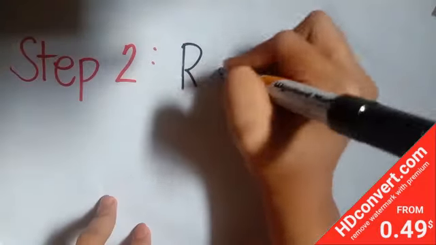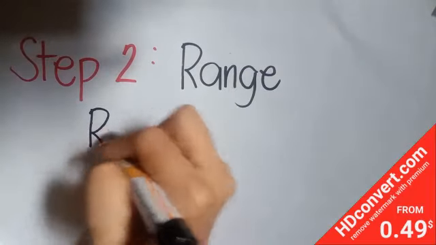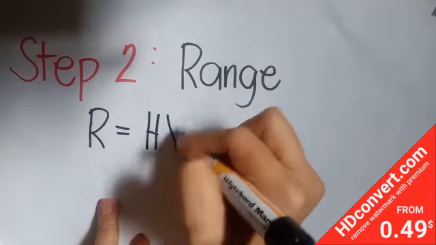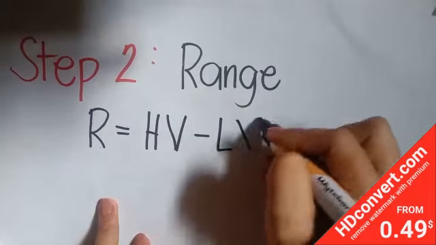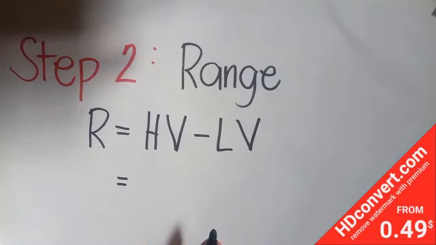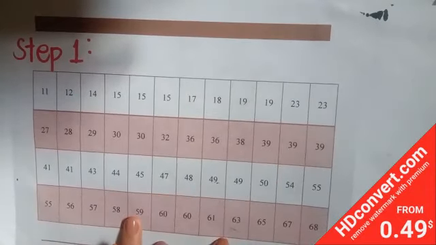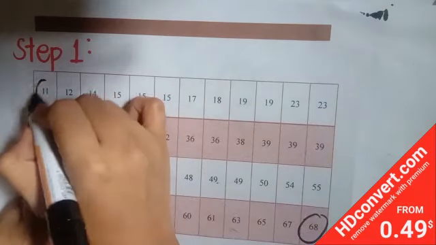Second step, hanapin natin si range. So, para mahanap si range, meron tayong R is equal to highest value minus lowest value. So, kapag sinabing highest value, ito yung pinakamataas na number. At pag sinabing lowest value, ito yung pinakamababang number. Doon sa step 1 natin, asan ba yung highest value? So, di ba ang highest value natin ay si 68. At ang lowest value natin ay si 11.